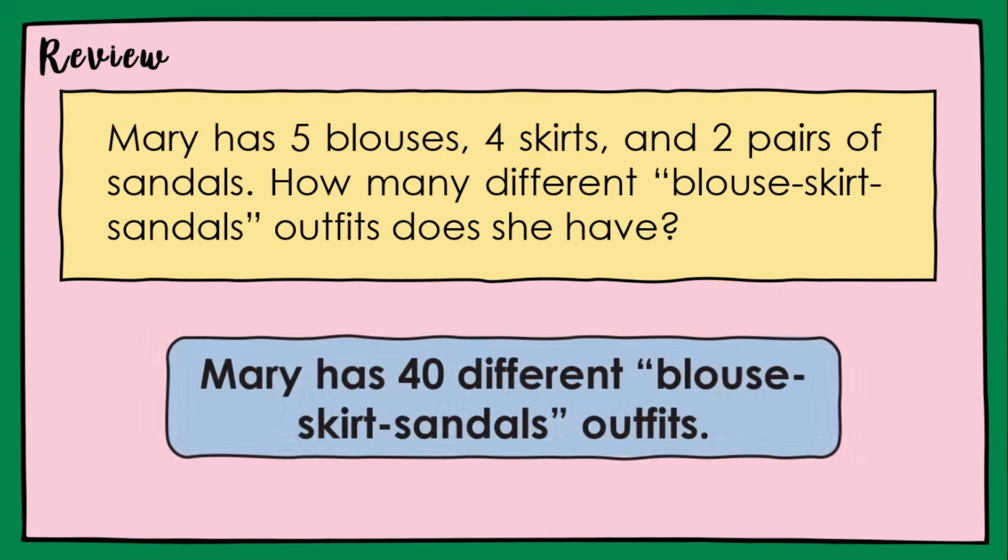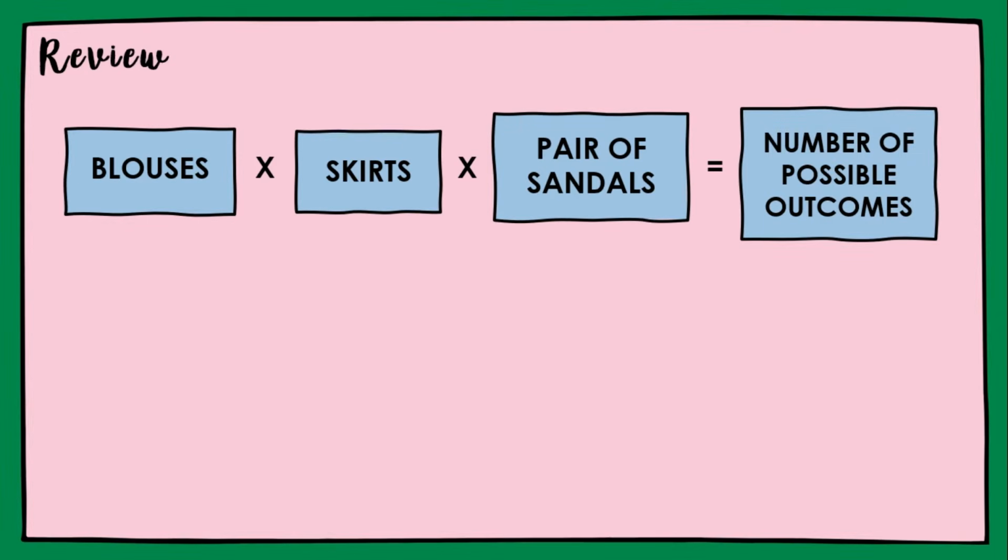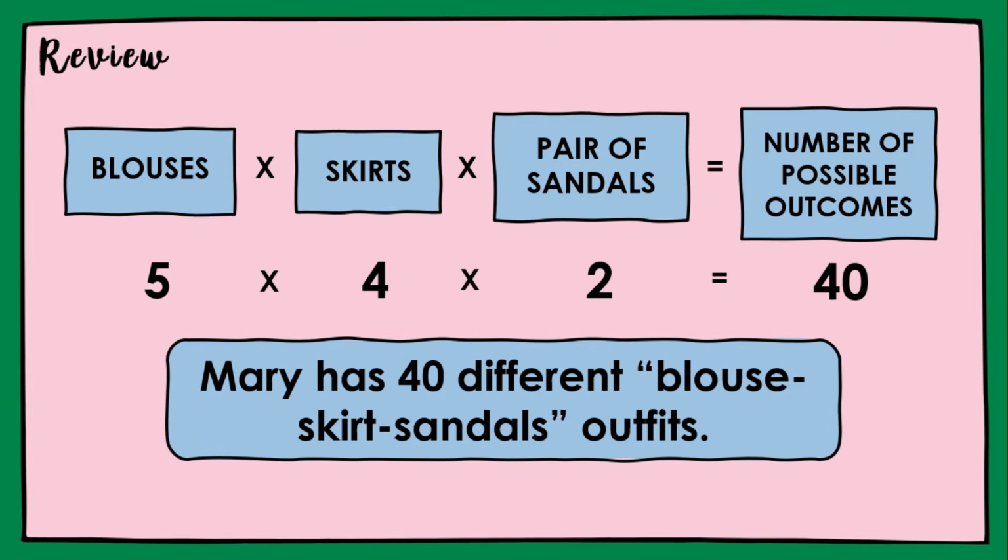The correct answer is Mary has 40 different blouse, skirt, sandals outfits. Using again the fundamental counting principle, 5 multiplied by 4 multiplied by 2 is equal to 40. Thus, Mary has 40 different blouse, skirt, sandals outfits.